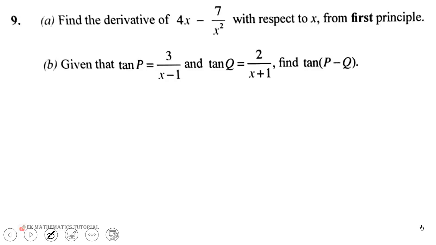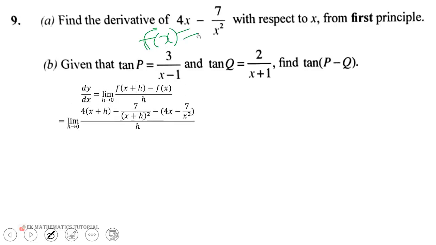Question 9 says, find the derivative of 4x minus 7 over x squared with respect to x from first principles. So we know from first principles the derivative is given by dy dx, which is the limit as h approaches 0 of f of x plus h minus f of x, where f of x is what is given to us over here.